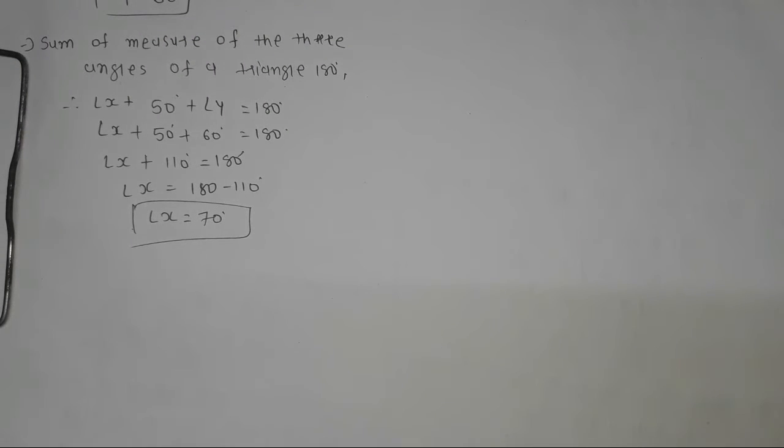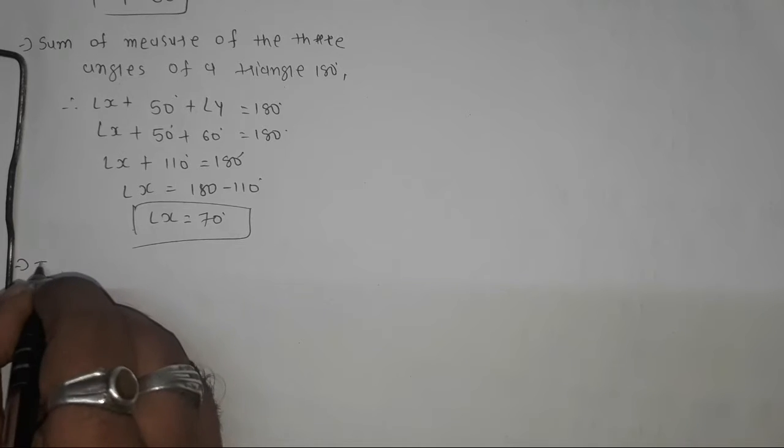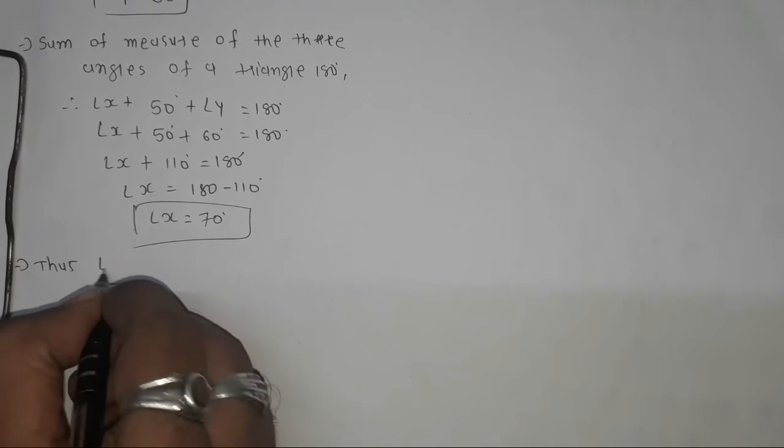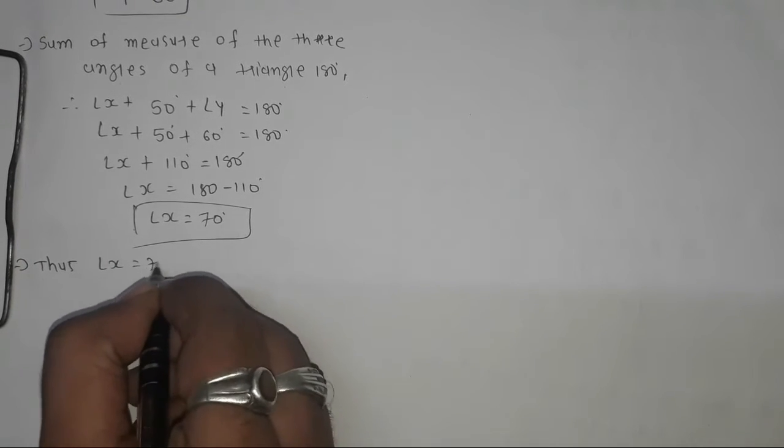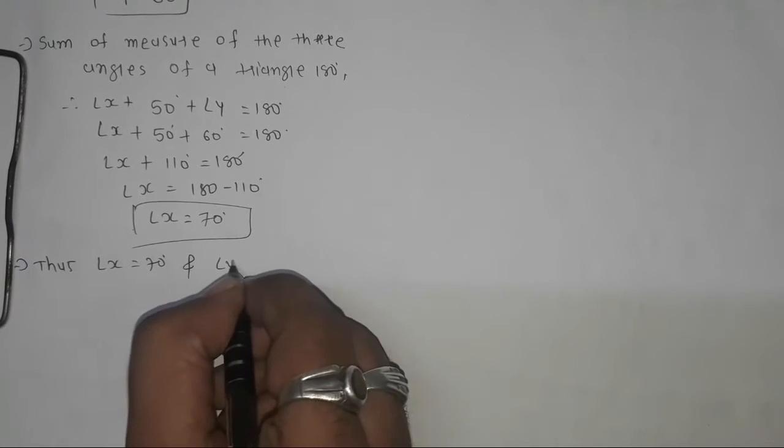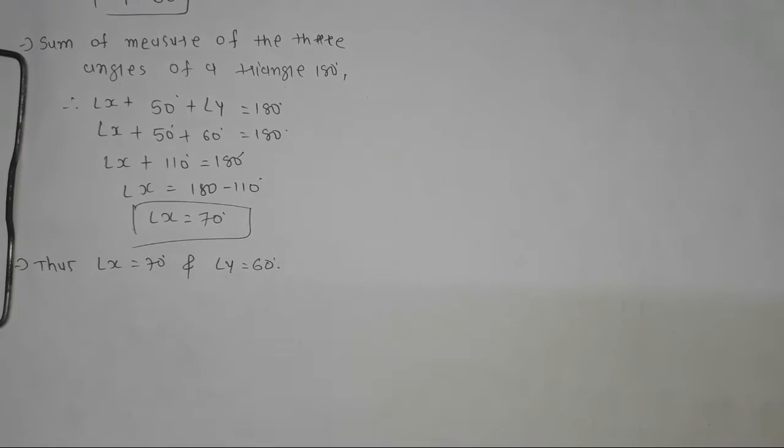So this is how we have to find this type of value or measure of given angles. So at last here we can write: thus angle x is equal to 70 degrees and angle y is equal to 60 degrees. Now moving to the next one.